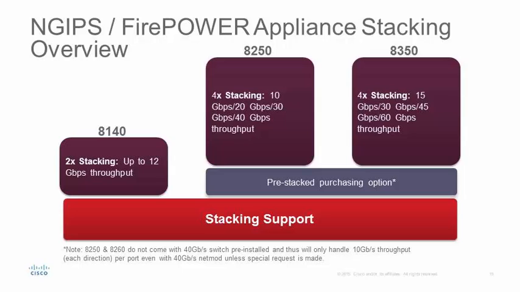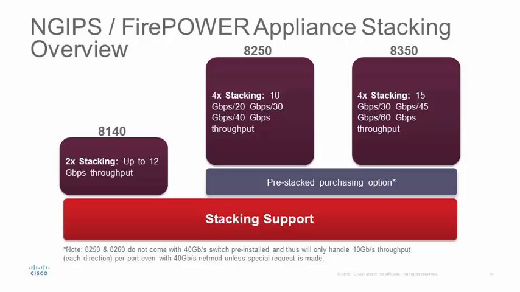The 8250 and 8350 systems provide 10 gigabits per second and 15 gigabits per second, respectively, of IPS inspection throughput. The 8350 is effectively a hardware refresh of the 8250, and while both were offered for sale simultaneously, for all intents and purposes, the 8350 has and should replace the use of 8250s in the field. The 8250 or 8350 can be separately purchased, and then, when needed, additional units can be added to increase capacity. Unlike the 8140 though, 8250 and 8350 stacks can be purchased pre-stacked.